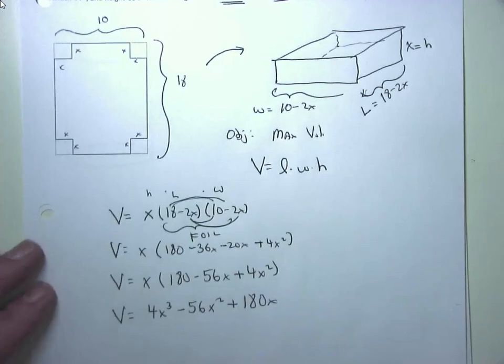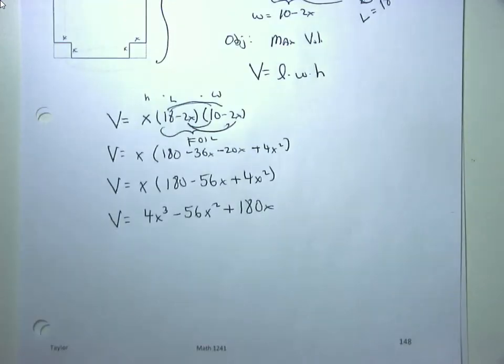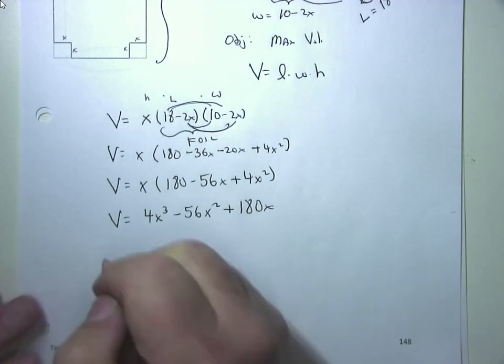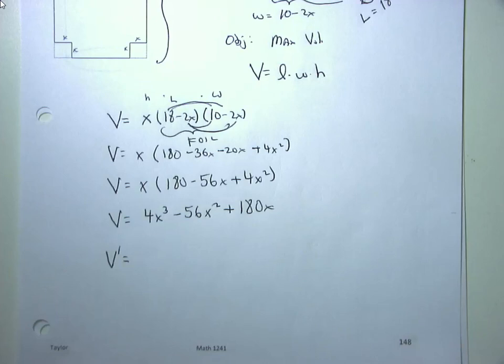I just wrote them in decreasing order just because it looked better. Does that make sense? I FOIL them out and distribute the x. Now, this is what we're all about. How do you maximize and minimize anything? What are you going to do? You're going to first take the derivative, then set it equal to 0 and solve.